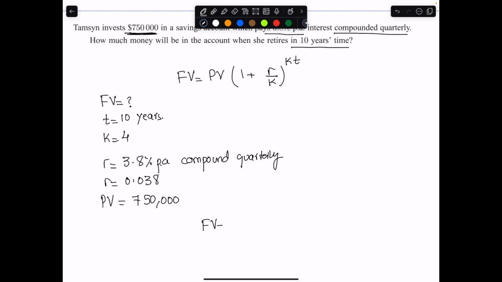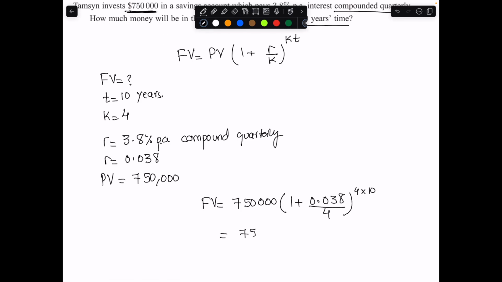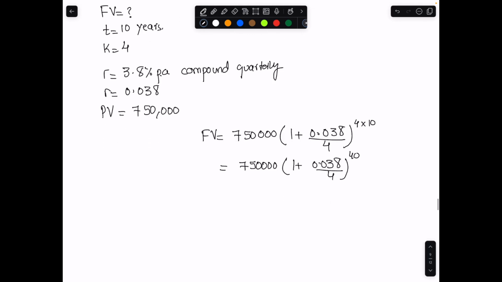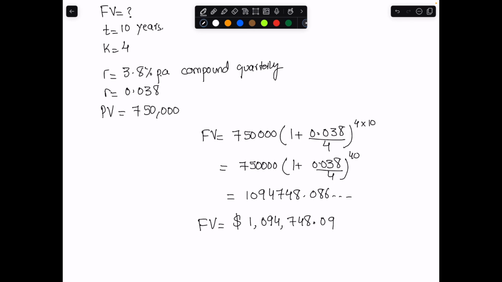So my future value would be 750,000 times (1 plus 0.038 divided by 4), because K is 4, to the power of 4 times 10, because T is 10 years and 4 is the value of K. So all I have to do is just plug this whole thing into my calculator, and 4 times 10 will be 40, and I will get 1094748.086 and so on. In a proper money format, this will be 1,094,748.09. So this would be the value of the investment after 10 years, which means 750,000 now will be appreciated to this value after 10 years.